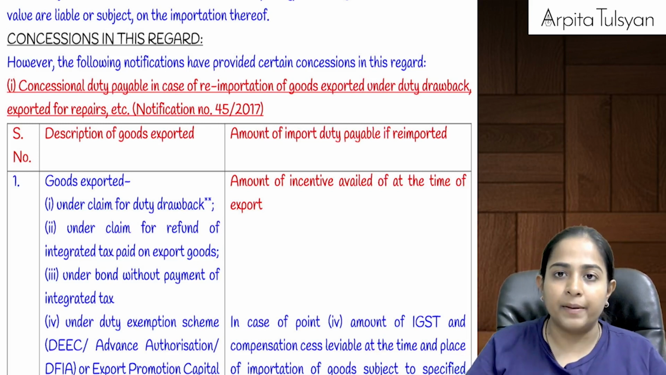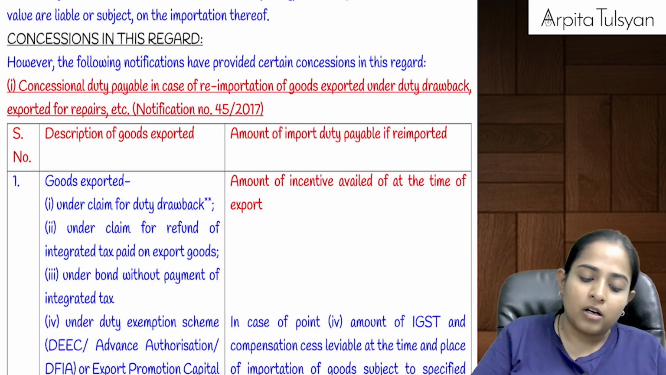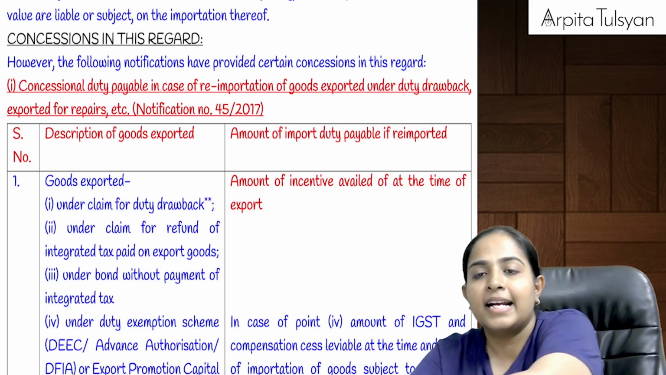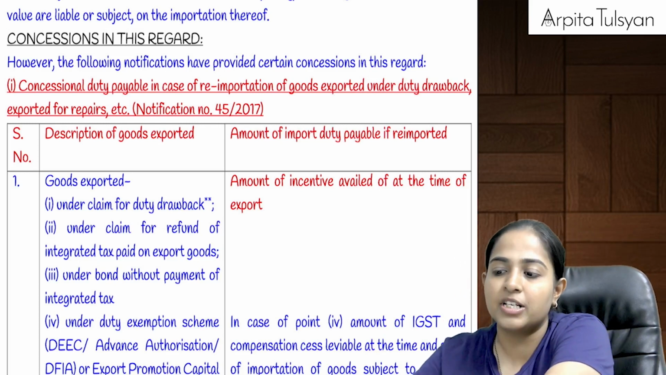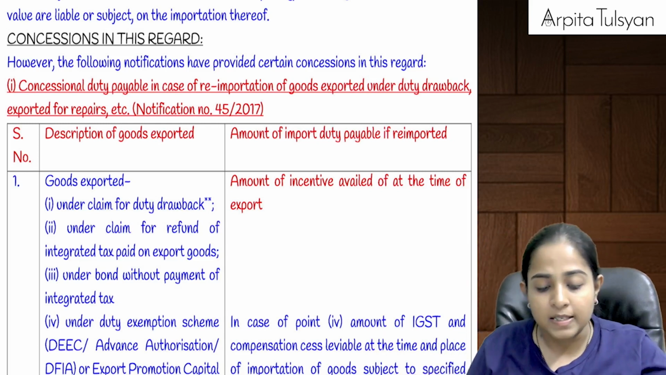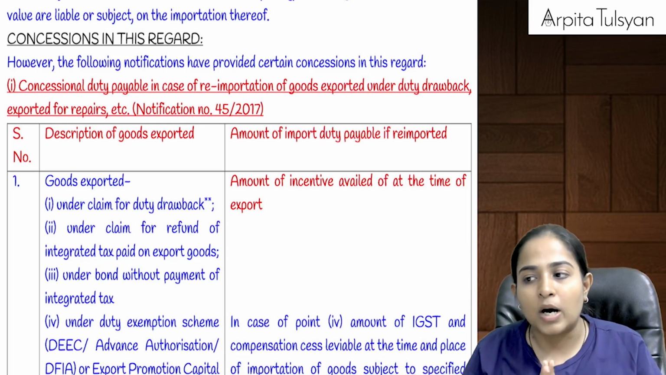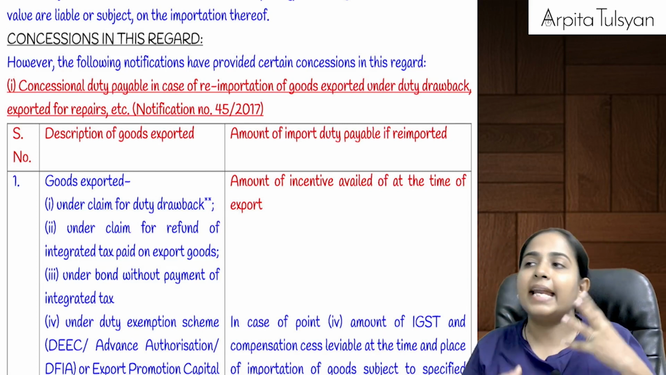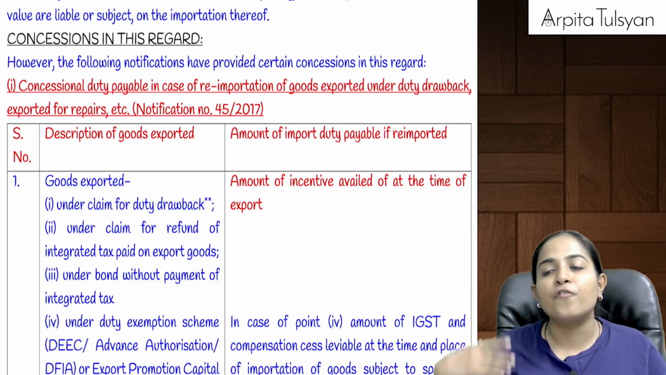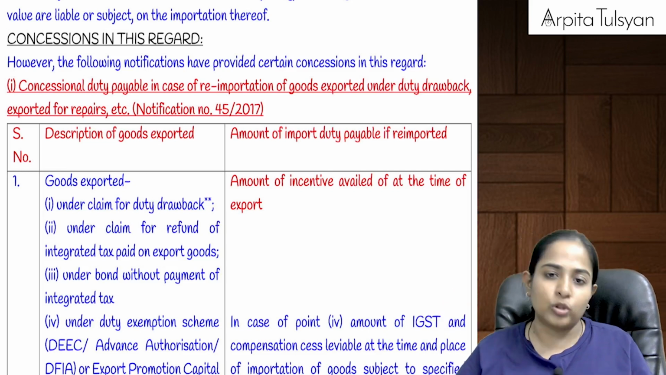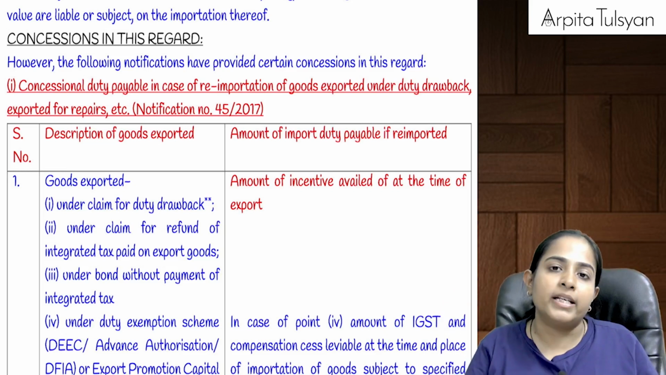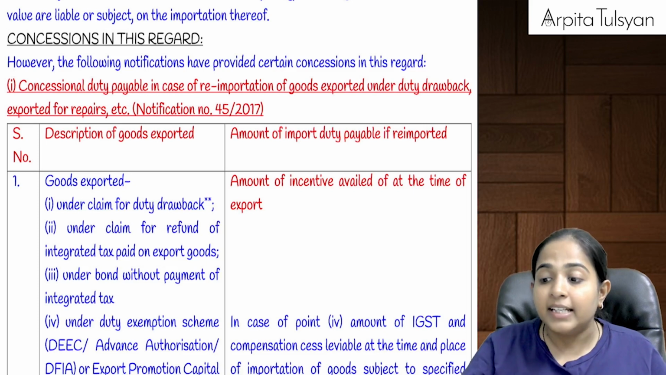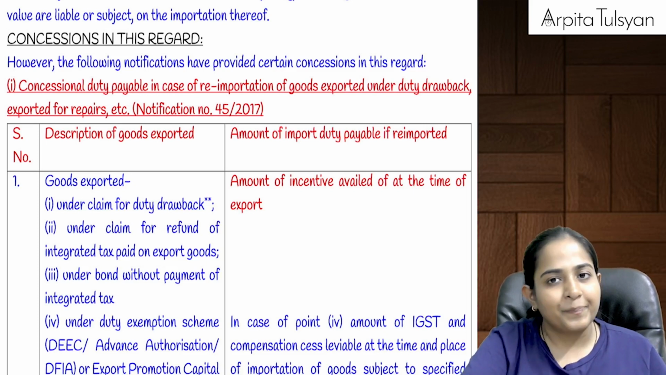Now, there are some concessions as well as exemptions which have been provided to us. The concession is given by way of Notification No. 45/2017, and the exemption is given by way of Notification No. 60/2018. These are the two things that we need to cover here.